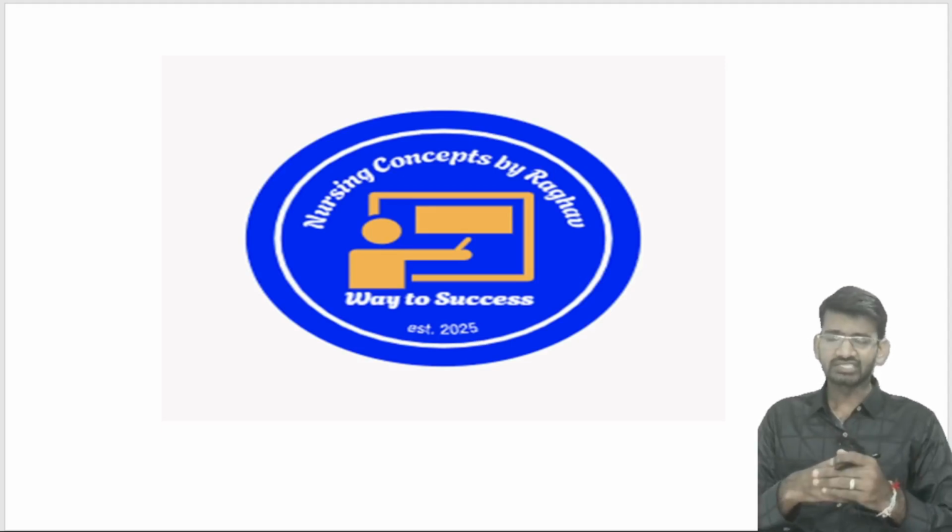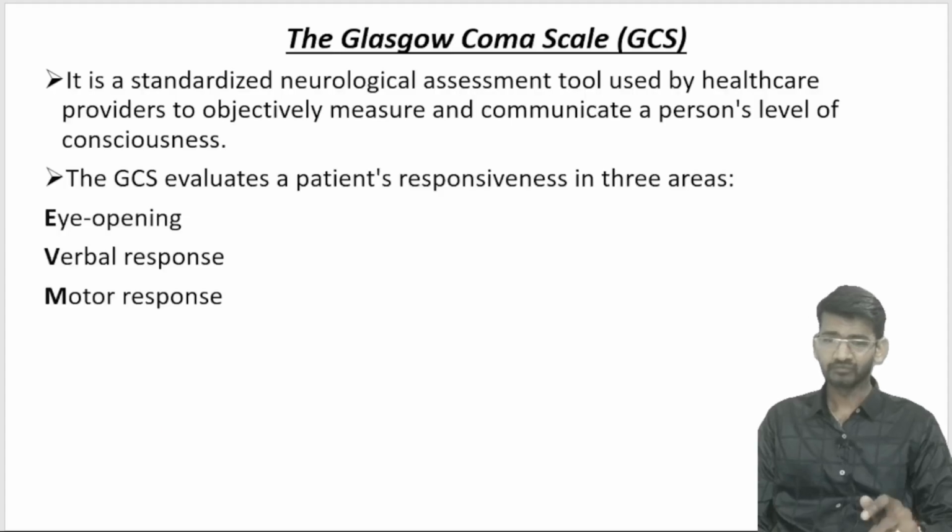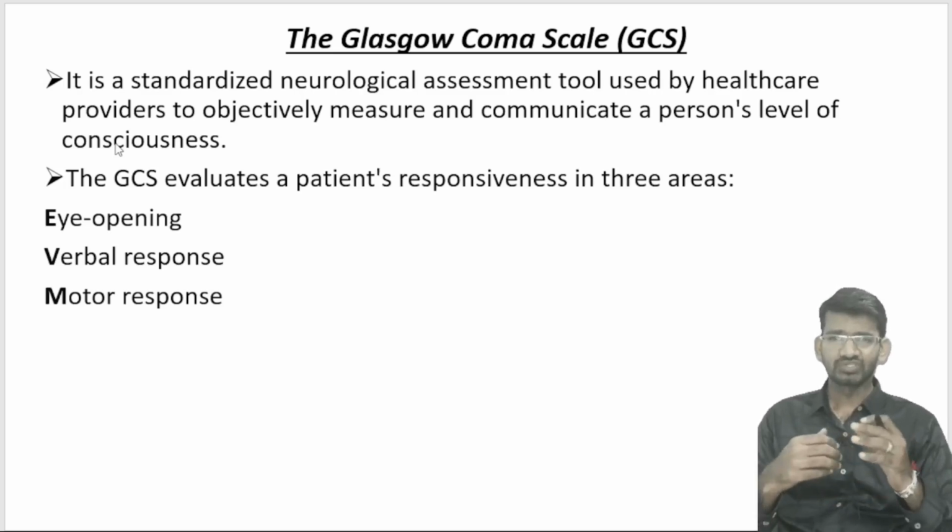So come, let's start with today's concept, that is the Glasgow Coma Scale. First we'll understand what actually the Glasgow Coma Scale is. See, as I told, the scale means we give some numbering to some criteria. So we have some parameters, and we will be assessing those parameters. Based on the responses given by the patients, or based on the observation done by the healthcare worker or the doctor or the physician, he will give some numerical values. That is what we call scaling.